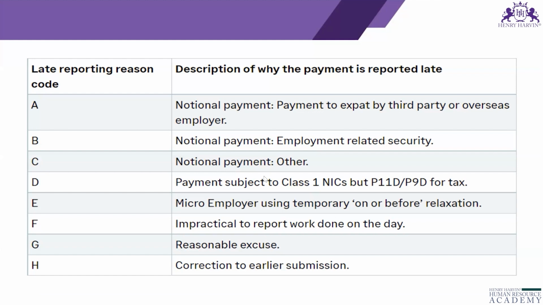Then H could be correction to earlier submission. So what will happen? You have submitted FPS on the 25th, for example, the pay date is the 25th, and you submitted on time. Now you're sending one more FPS, an additional FPS, on the 1st of the next month with the correction. To let HMRC know that this is not a late submission, this is the correction to the earlier one, you select H. So HMRC knows this is not late, this is just a correction. Whenever you send an additional FPS, you have to select H mainly.